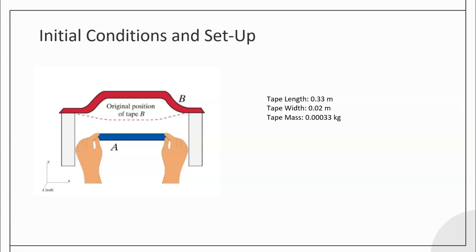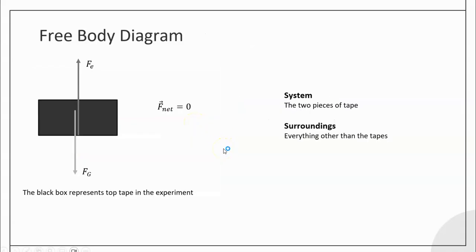Onto the experiment. This is taken directly from Lab 1. This is the setup of the experiment, and the tape was cut to be 0.33 meters and 0.02 meters wide, and it ended up weighing 0.00033 kilograms. We're going to be looking at the top tape in this experiment, and that one has the electric force pointing upwards and the gravitational force pointing down.